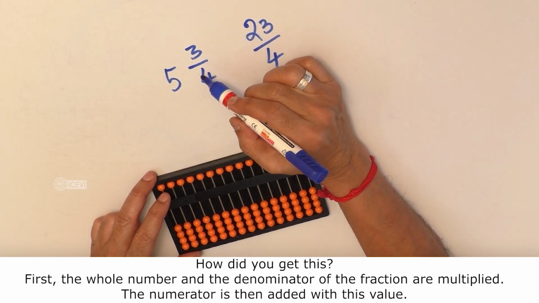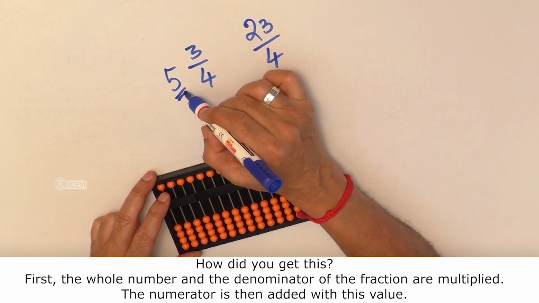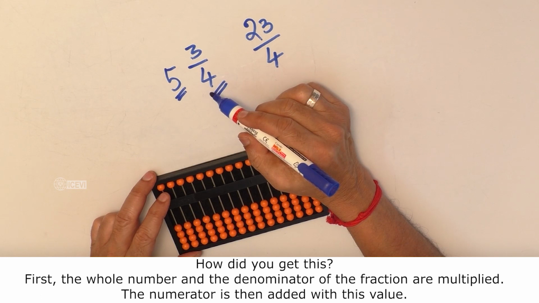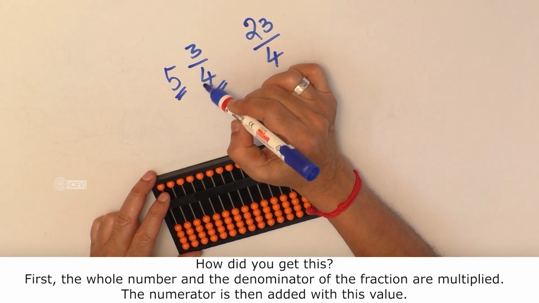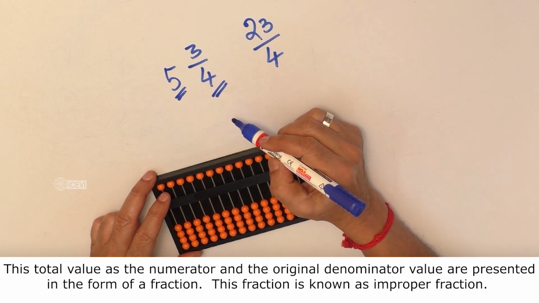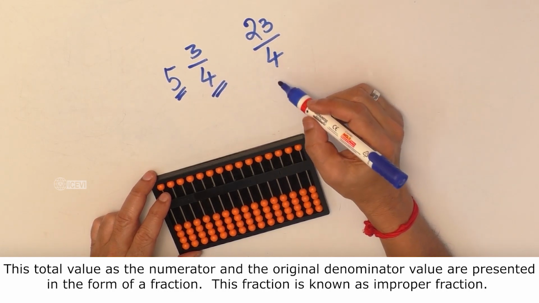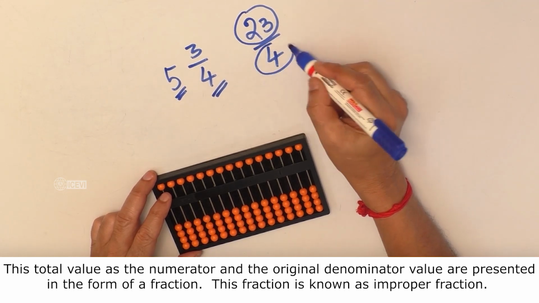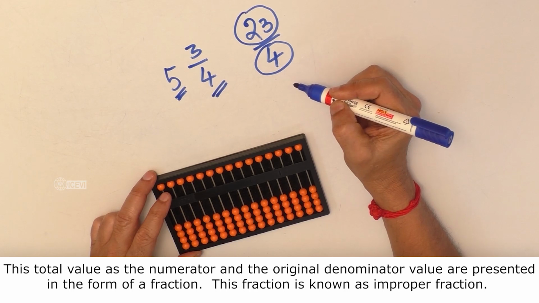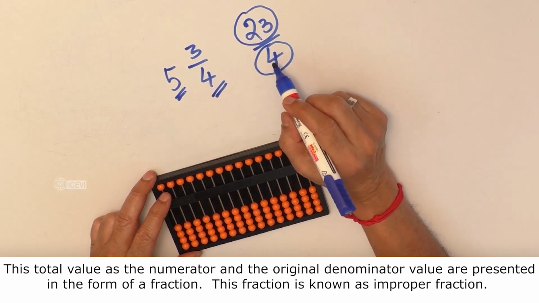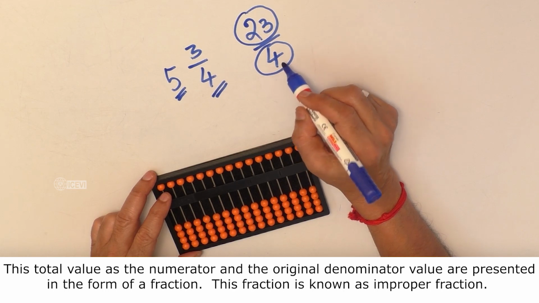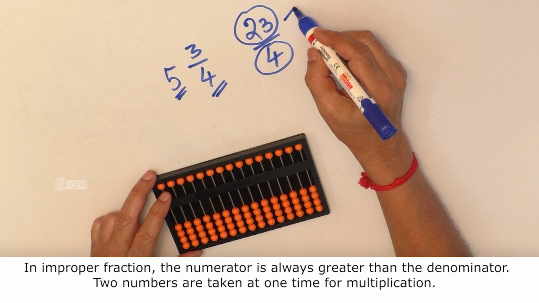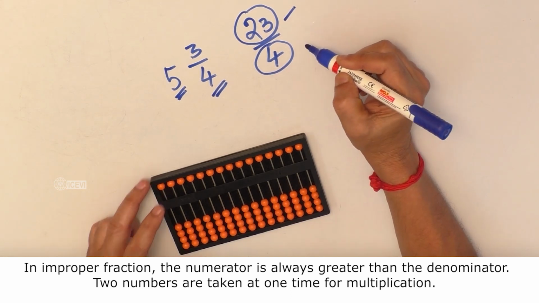First, the whole number and the denominator of the fraction are multiplied. The numerator is then added to the multiplied value. The total value as the numerator and the original denominator value are presented in the form of a fraction. This fraction is known as an improper fraction. In the improper fraction, the numerator is always greater than the denominator.